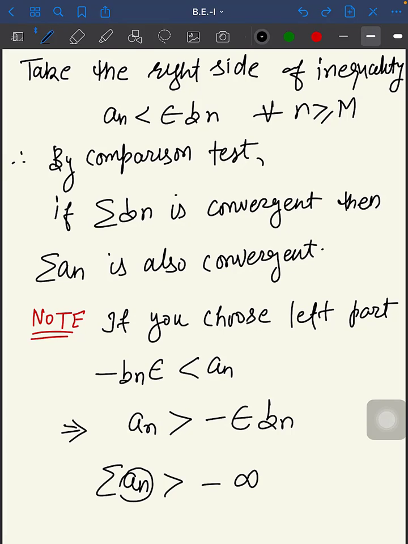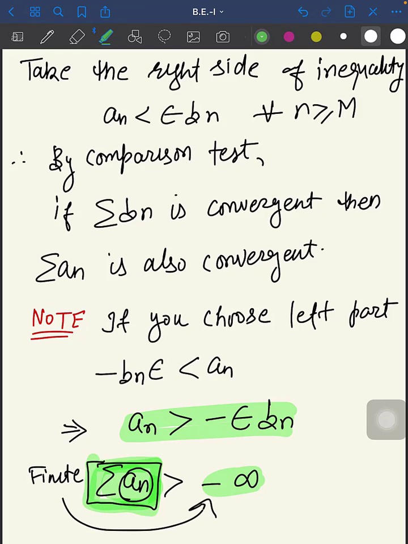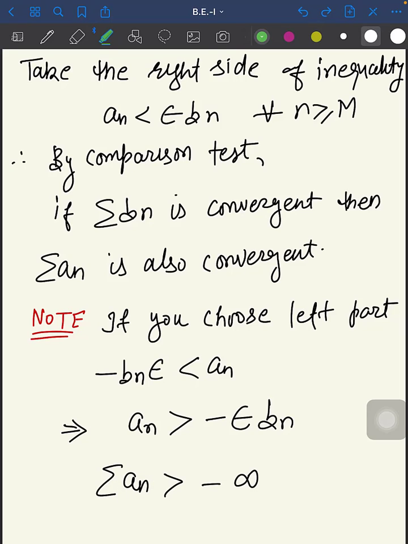Why? Since your an are positive, your summation an will always be positive. So if it is finite, even then this will be true, and if your summation an is divergent, even then it becomes infinite. So that is also again true, right? So in both the scenarios, this inequality will not conclude anything for us. Why? Because it gives us an idea that summation an is greater than minus infinity, which can be satisfied by two things: either summation an may be finite or summation an may be infinite. So we cannot choose a proper case out of this, whether summation an is divergent or convergent, we cannot make any statement over here, right? So that's why we would say that the left hand side of this inequality will not work.